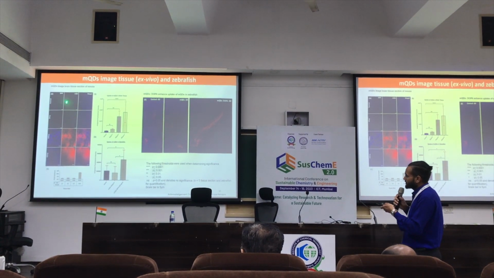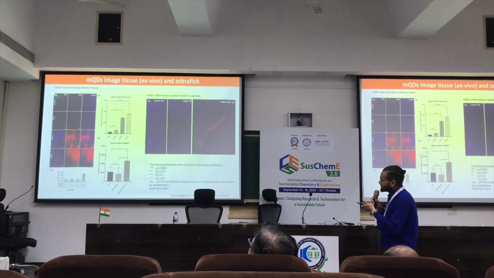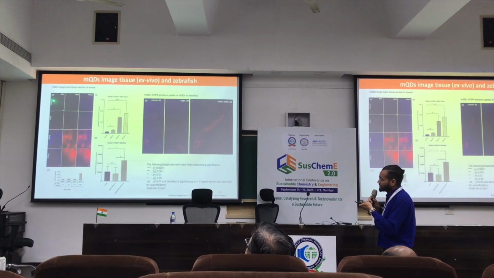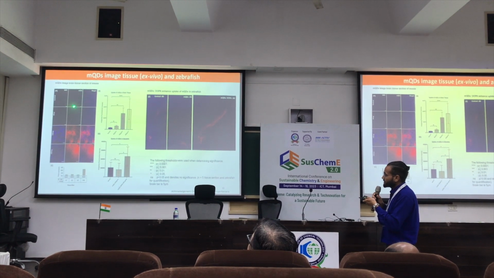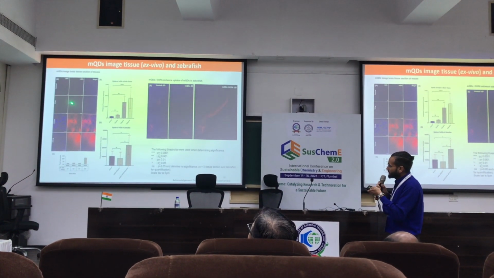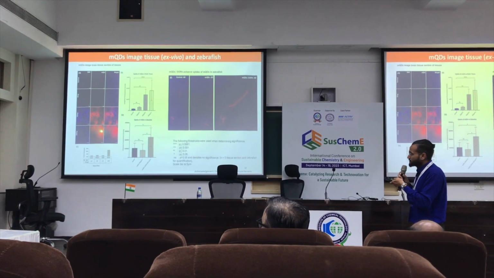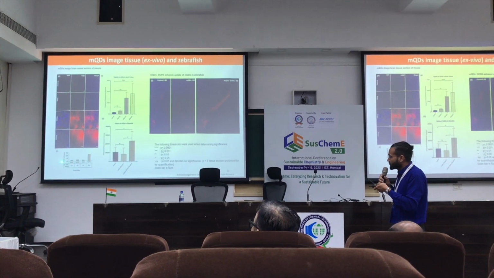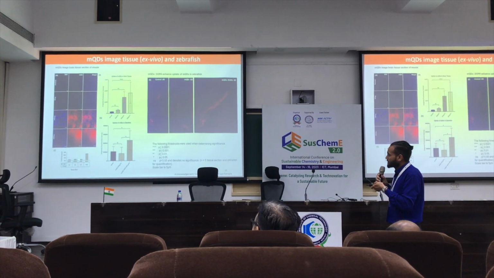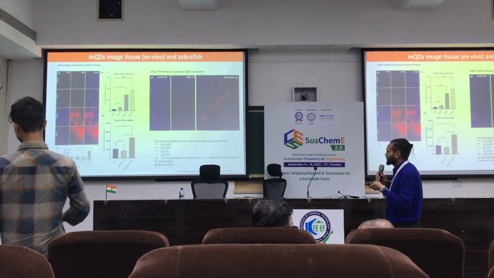Here you can see the tissue sections of mouse. This is the control. Here DAPI labels the nucleus, QDs is the red fluorescent quantum dot, and this is the merged image. With the increasing concentration, the uptake of these QDs increases, and what we found is that these were endocytosed more in the brain.